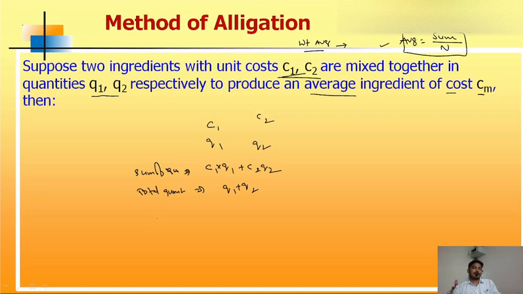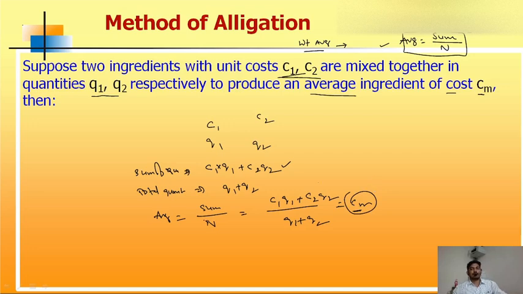Now I need the average here. Why do we need the average? Average is the sum divided by the total number of observations. So the sum is C1 Q1 plus C2 Q2, divided by Q1 plus Q2. This equals Cm, the average cost of the ingredients, which we sometimes call the mean value of the cost.